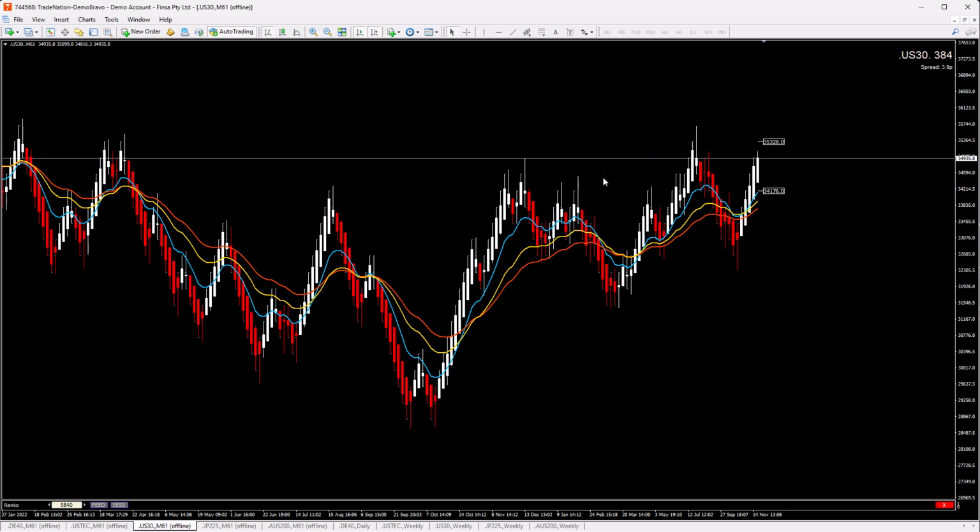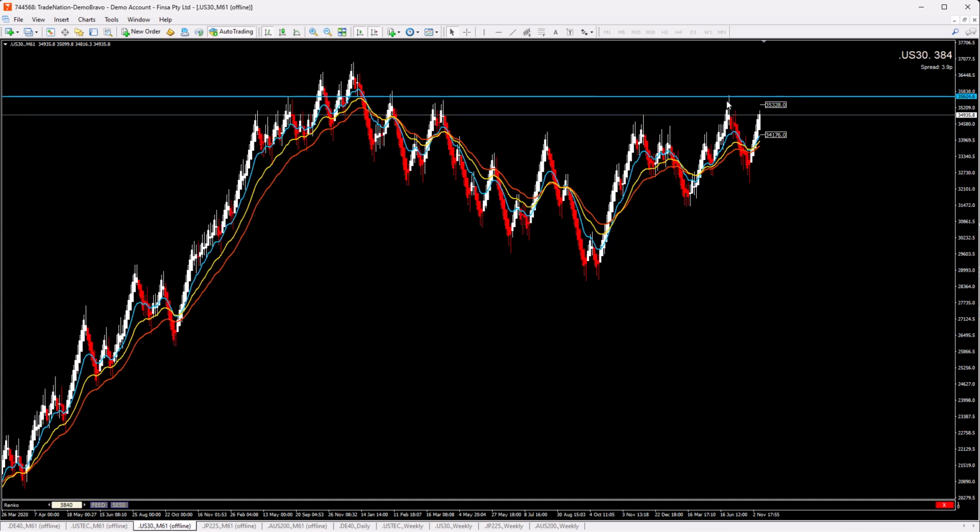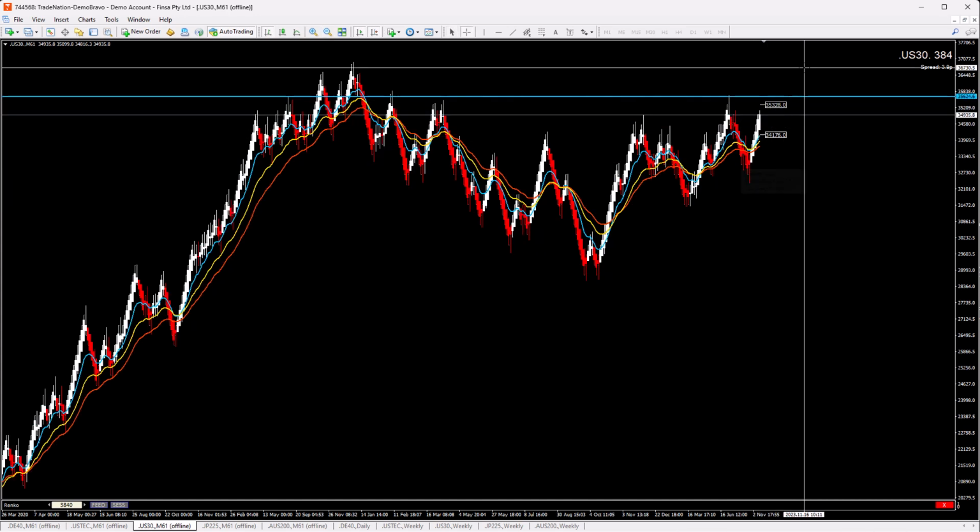US 30. Here also strong move. Next stop is our resistance. If I zoom out, we have still the highest point here, so there is still space to go.